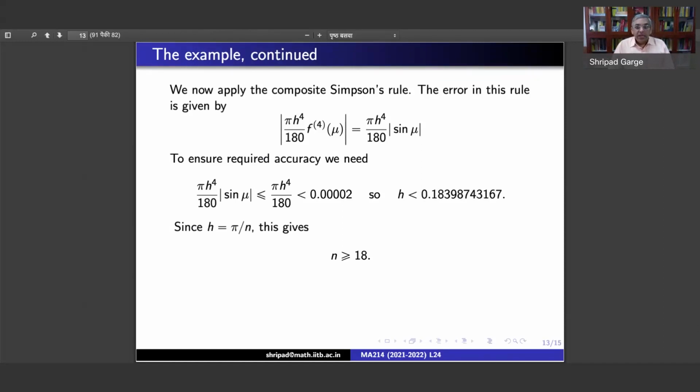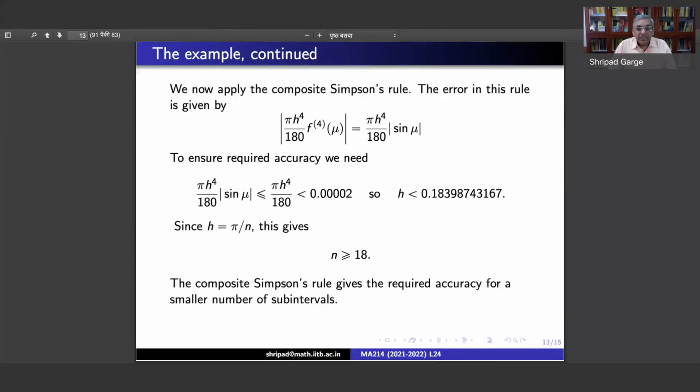And what we then get is that the composite Simpson's rule gives the required accuracy for a smaller number of subintervals, of course. You have n equal to 18, and out of them you take pairs and apply the composite Simpson's rule to them. Just because you are applying the quadratic instead of looking at just the straight line, you are getting a much better accuracy.